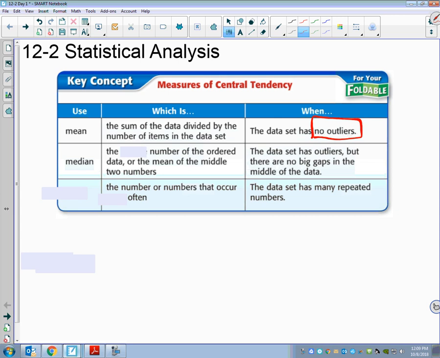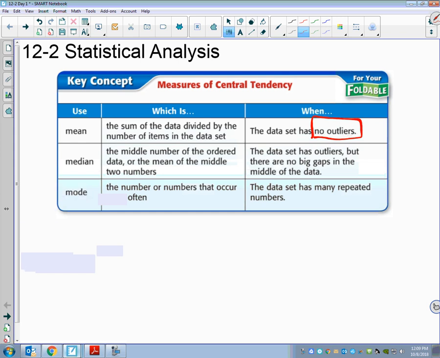Median. The median is the middle number. If you think about a road, the median is the middle of it. And so it's the middle number if you put them in order from least to greatest, or if there's two middle numbers, you take the average of them. If the data has outliers, like numbers really big or small outside the data set, but there's no big gaps in the middle of the data, then the median is a good choice.